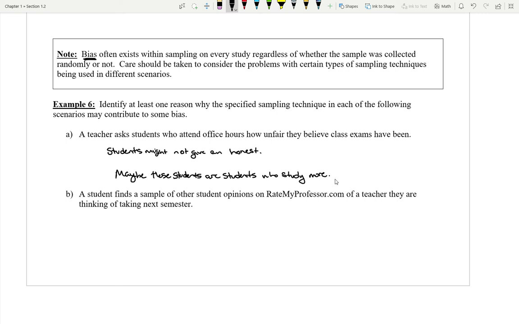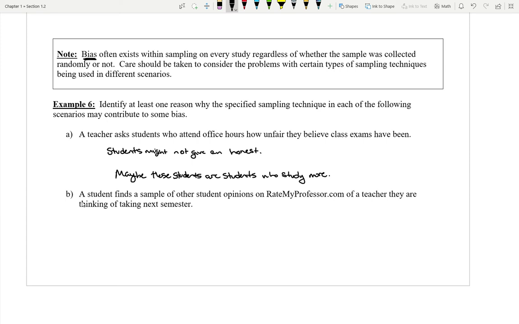Like if I was only asking people in the class that got A's on the exam, did you think the exam was easy or hard? Then obviously those students might say, I thought it was pretty easy. But that doesn't mean that's what most people felt. So sometimes when we're asking a question, we have to be aware that there could be some bias in the responses based on a variety of different factors. Take a look here at part B.